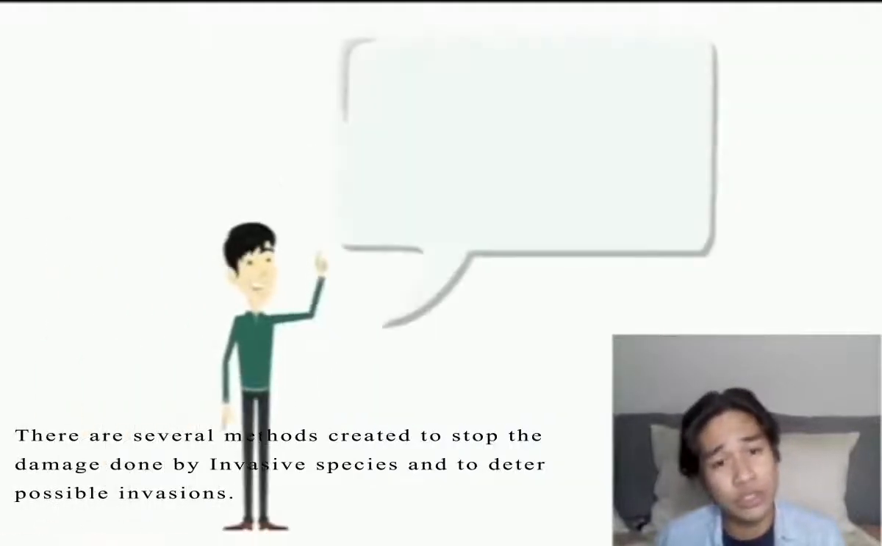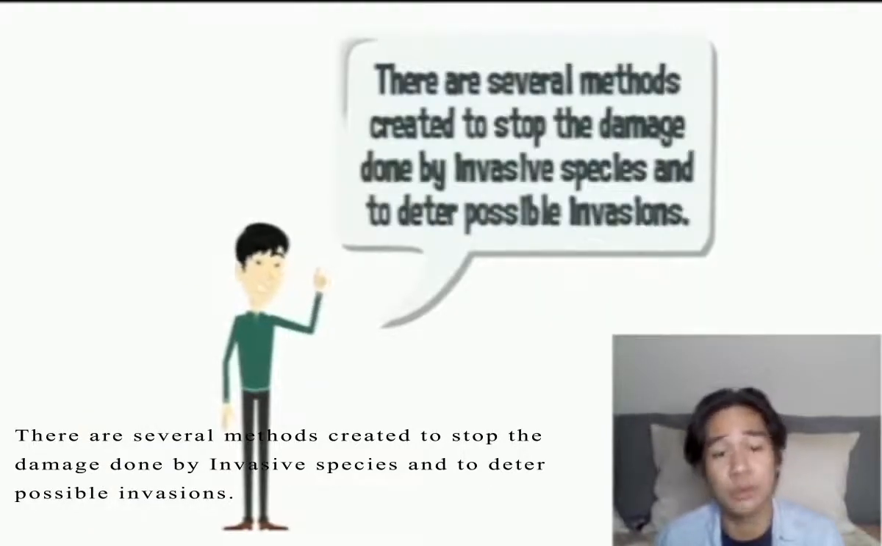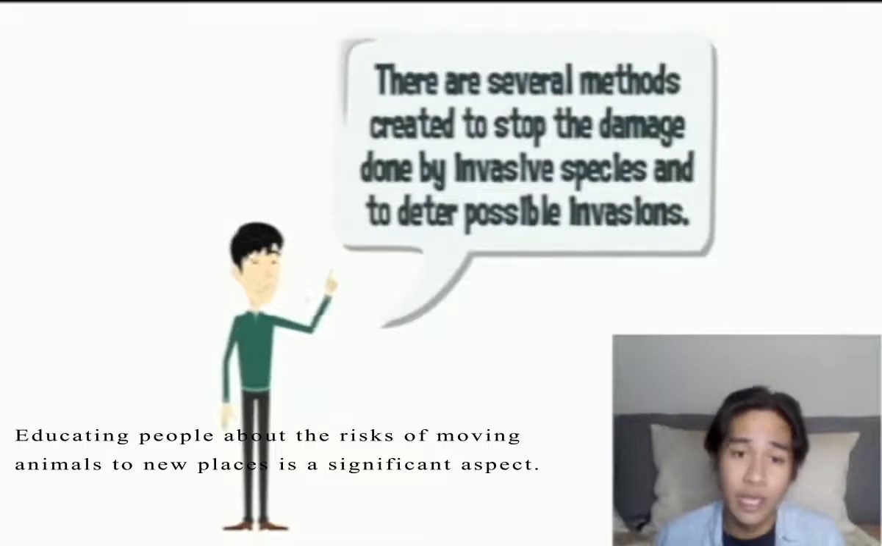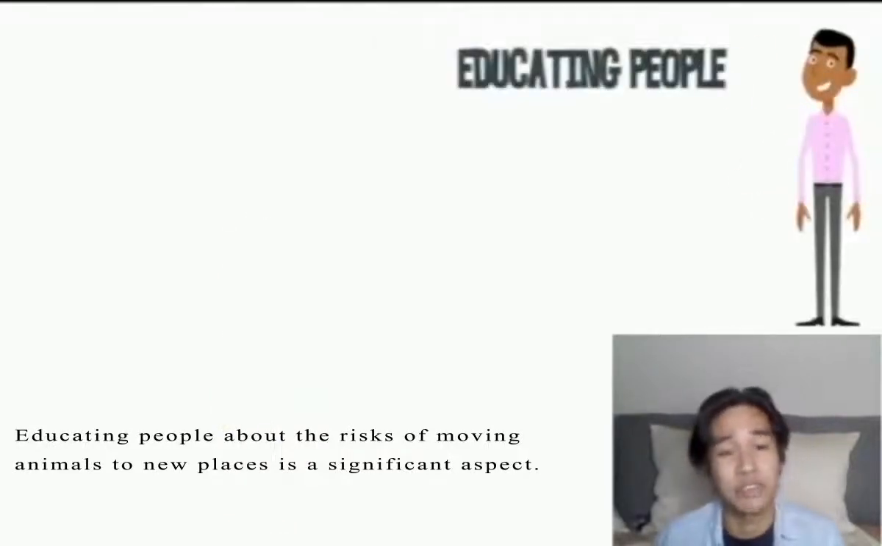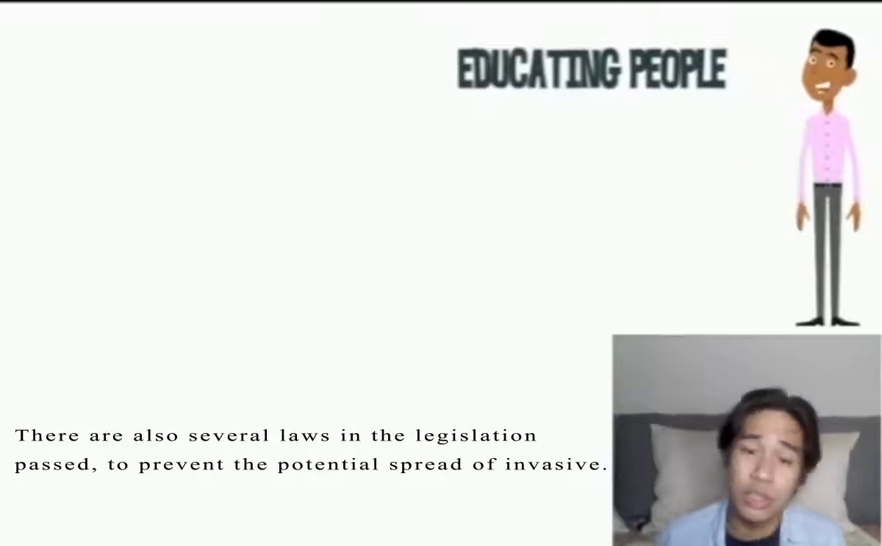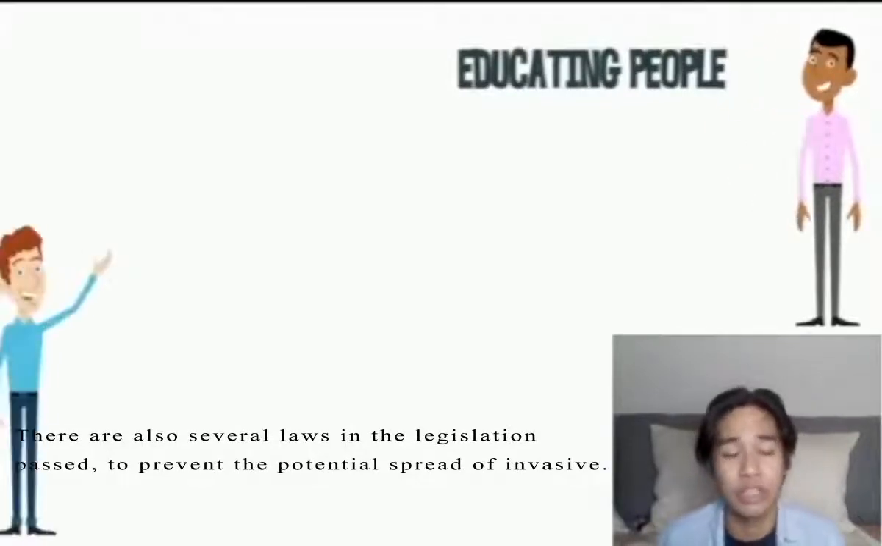There are several methods created to stop the damage done by invasive species and to deter possible invasions. Educating people about the risks of moving animals to new places is a significant aspect. There are also several laws and legislation passed to prevent the potential spread of invasive species.